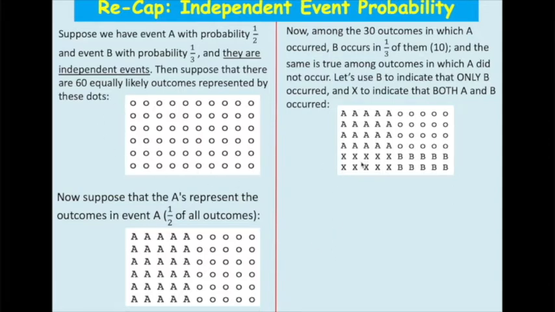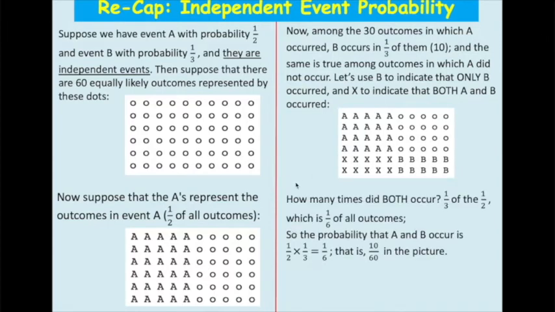So there are X's here that indicate both A and B occurred. So you can say that X belongs to event A and event B. Then the next question is, how many times did X, or both, occur? Well, if we look at this part here, the answer is 1/3 of the half, which is 1/6 of all outcomes.